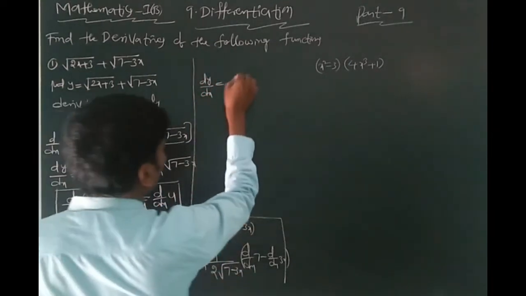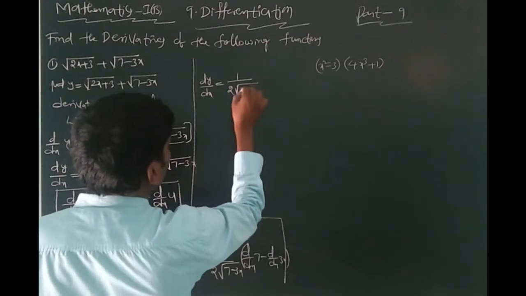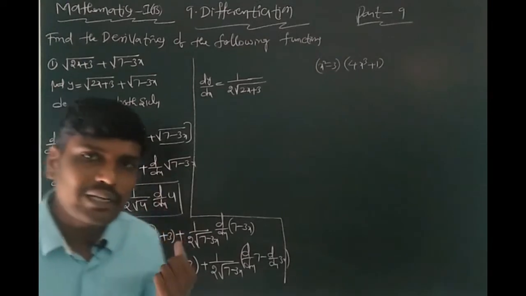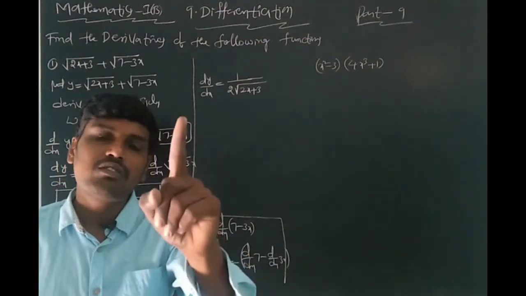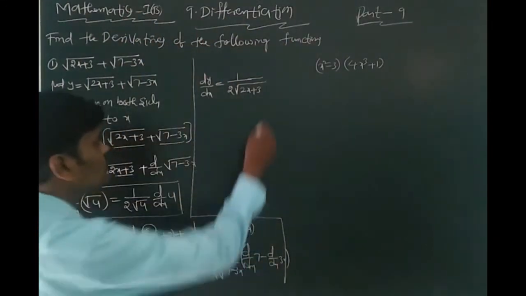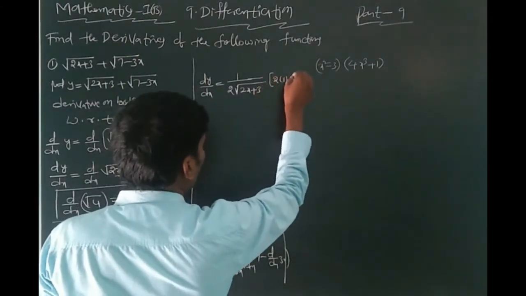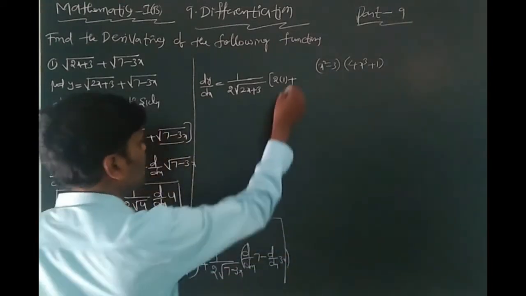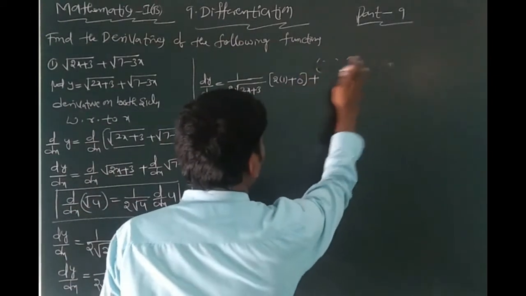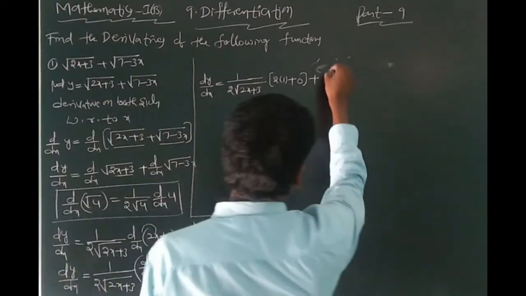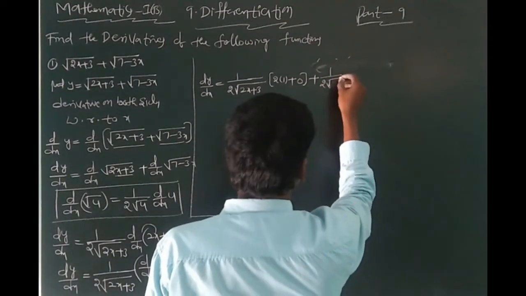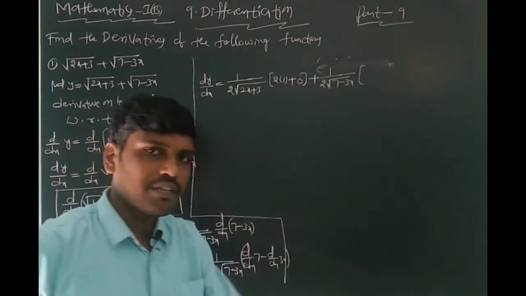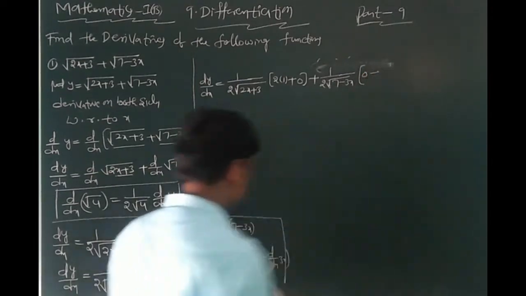1 by 2 root 2x plus 3 into the derivative of 2x. Here 2 is common. What is the derivative of x? The derivative of x is already explained; that is 1. That's why you can write 2 into 1 plus the derivative of 3. 3 is a constant, and the derivative of a constant is 0. Plus 1 by 2 root 7 minus 3x into the derivative of 7. 7 is a constant, the derivative is 0, minus the derivative of 3x.